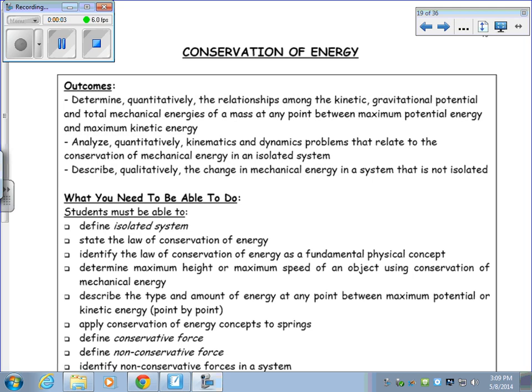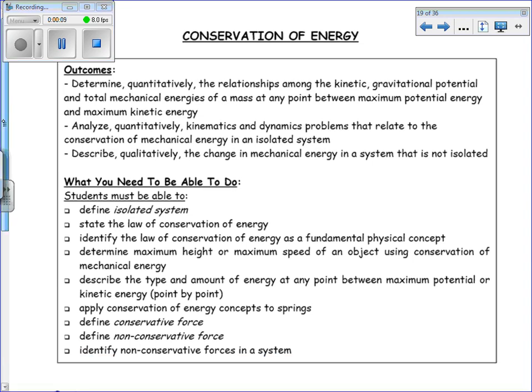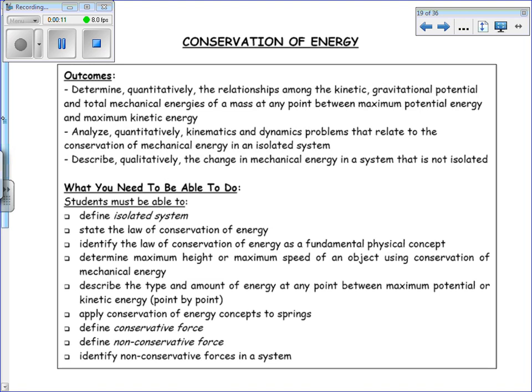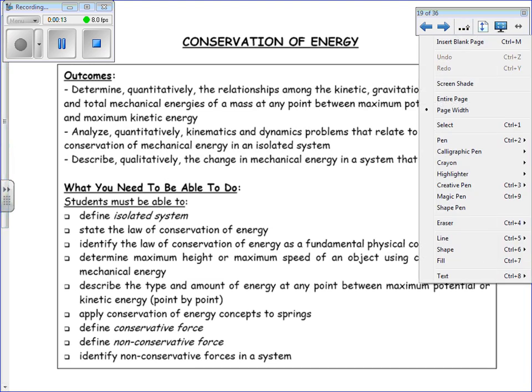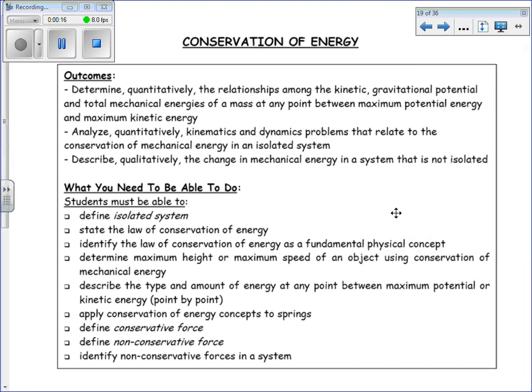Okay, Physics 20s, welcome to the last of the video lessons for the Work and Energy unit, where we're going to be talking about conservation of energy. So we'll just work our way through the outcomes and highlight them. So we are going to determine quantitatively, so with numbers, the relationships among the kinetic, gravitational potential, and total mechanical energies of a mass at any point between maximum potential energy and maximum kinetic energy.